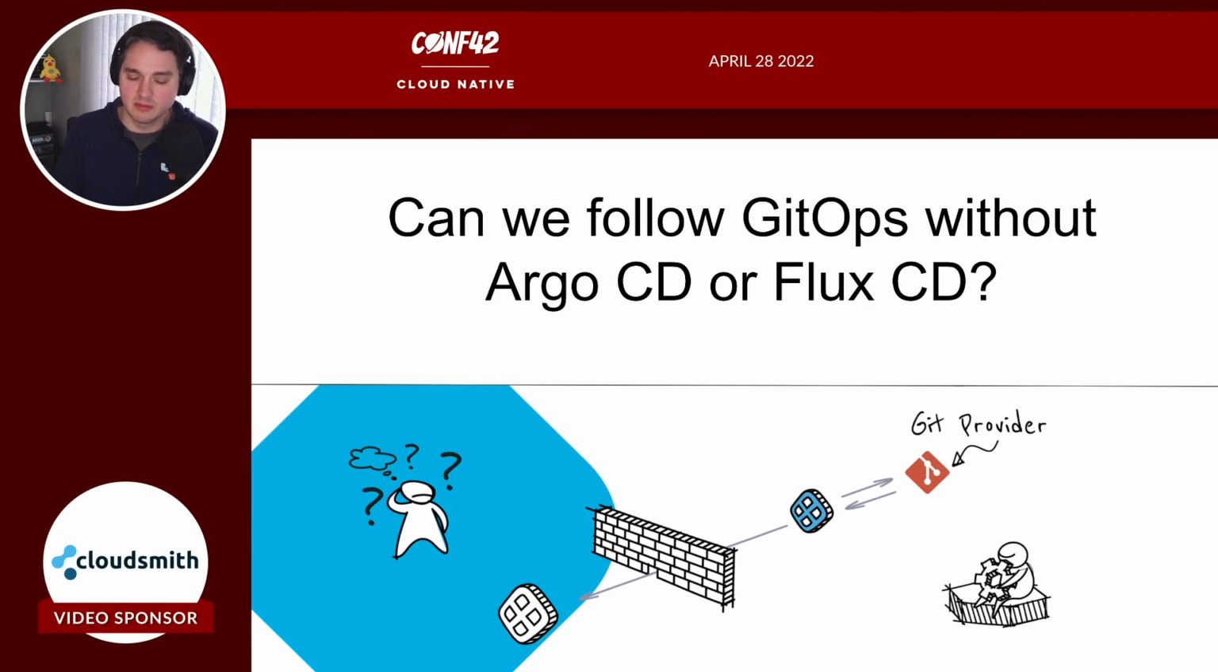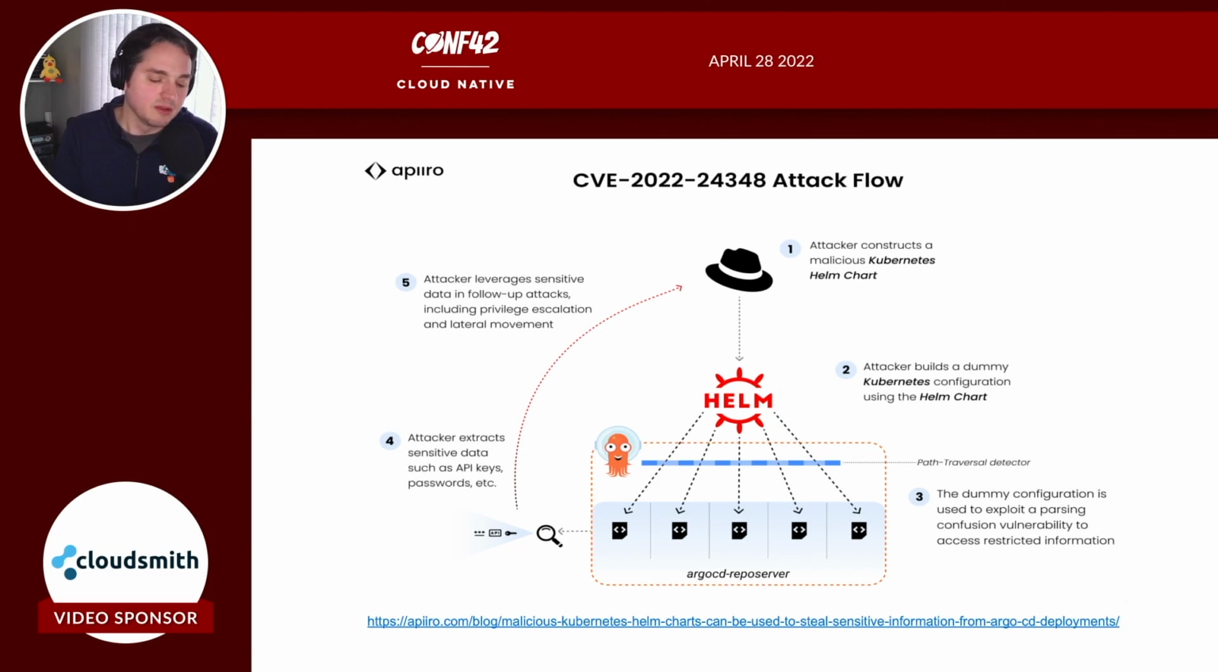So the 2 big tools that everybody talks about when they talk about GitOps are Argo and Flux. So the question I'd like everyone to come away with is, can we follow GitOps without Flux or Argo? So these are 2 tools. They're great tools. Nothing's perfect, and not everything is running in a Kubernetes cluster, right? And even Argo recently had a fairly high-profile security vulnerability, which could have potentially led to an attacker obtaining sensitive data from your Kubernetes cluster.